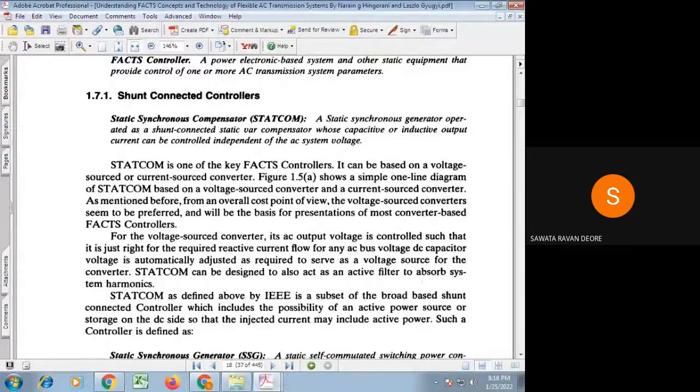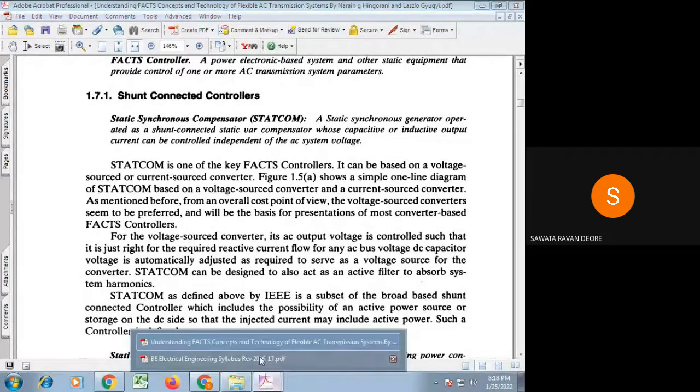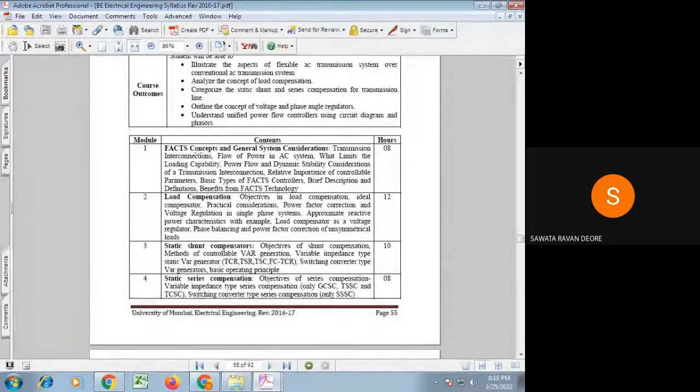We will see the remaining topic in the next lecture, because curriculum-wise, the basic types of FACTS controllers, brief descriptions and definitions we have already started discussing. And lastly, the advantages or benefits of FACTS technology we will discuss. And by that, we will conclude this module 1.